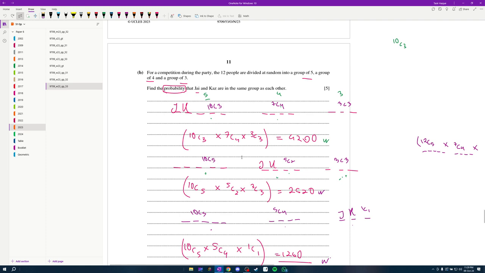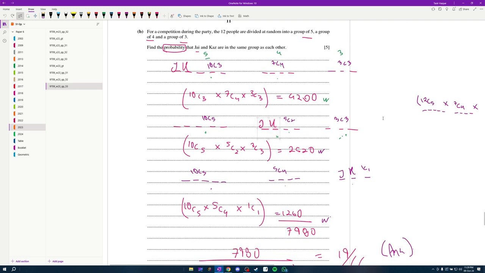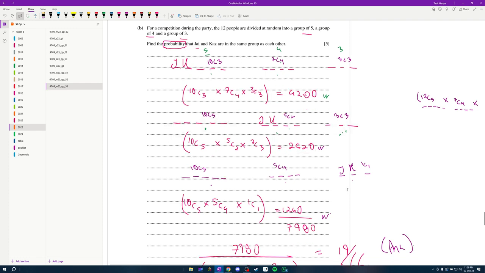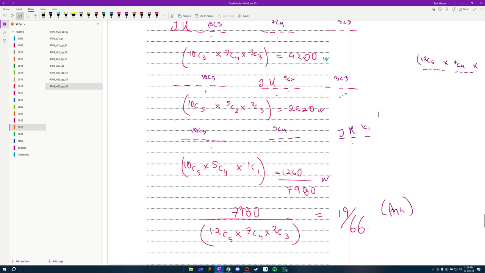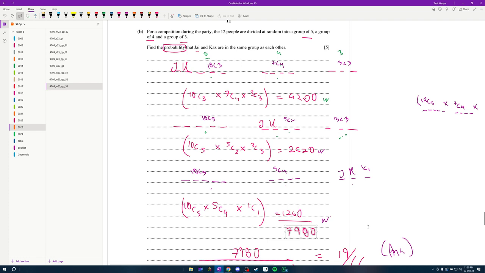So Jay and Kaz being in the group of 5 people, then we have 10 people left. So 10c3 times 7c4 times 3c3, that's 4200. Jay and Kaz in the second group, that's 10c5 times 5c2 times 3c3, 2520. And then Jay and Kaz in the last group, so that's 10c5 times 5c4 times 1c1, that is 1260. So the total number of ways in which Jay and Kaz are in the same group are 7980.